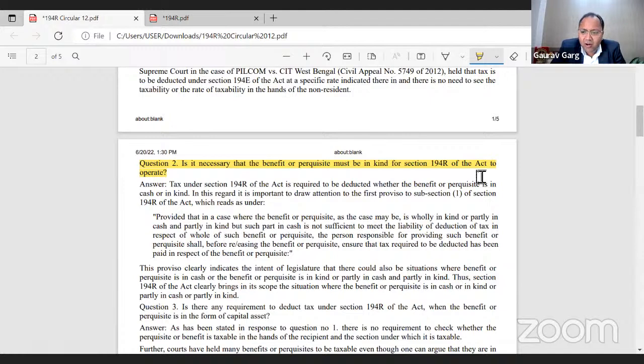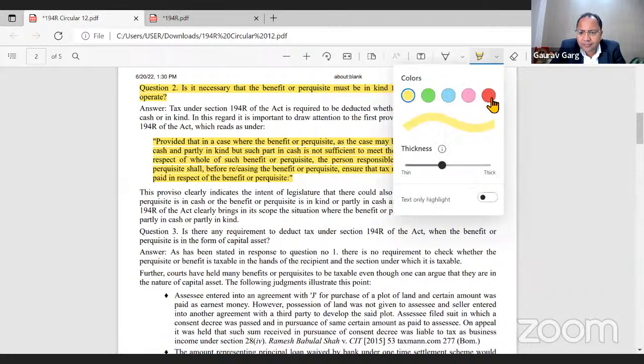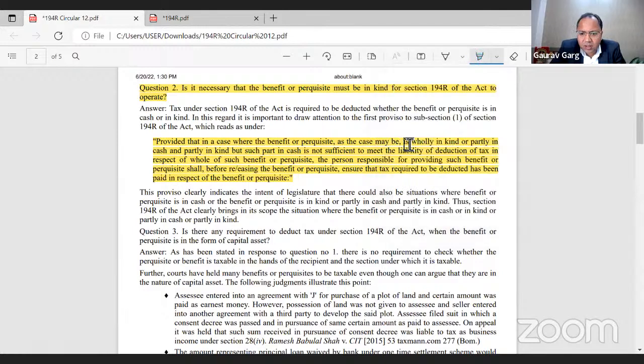So with this background, let's read, and I'm trying to understand how they are reading cash in the provision, because the provision does not talk about cash. So this is the first proviso to section 194R. And if you read the first proviso, it says, provided that in case where the benefit or perquisite, as the case may be, is wholly in kind or partially in cash and partially in kind, but such part of cash is not sufficient to meet the liability of deduction of tax in respect of whole of such benefit or perquisite, the person responsible for providing and so on.